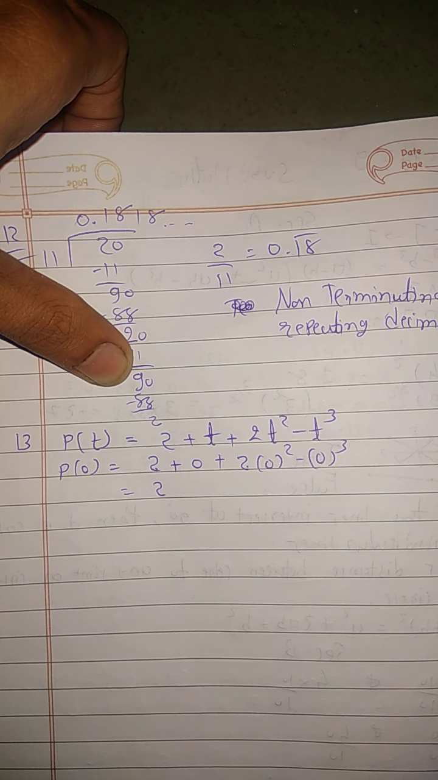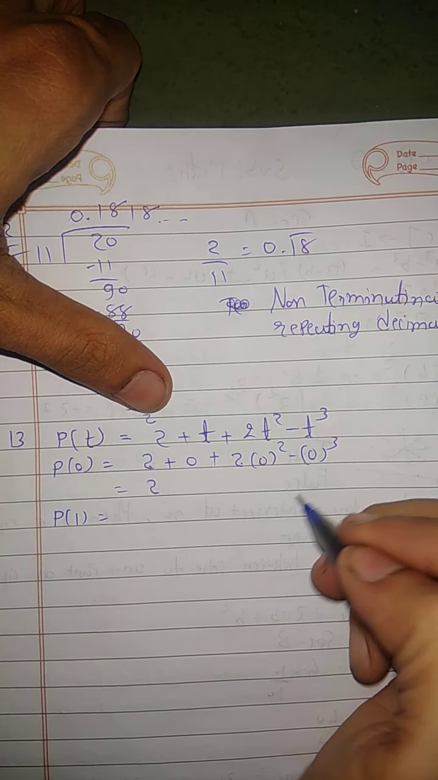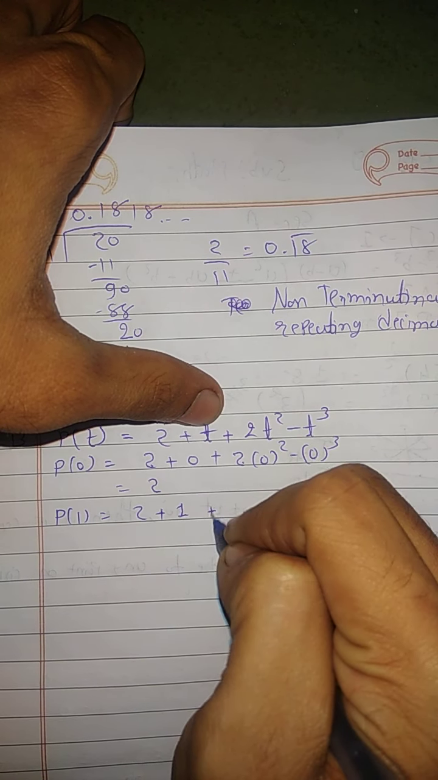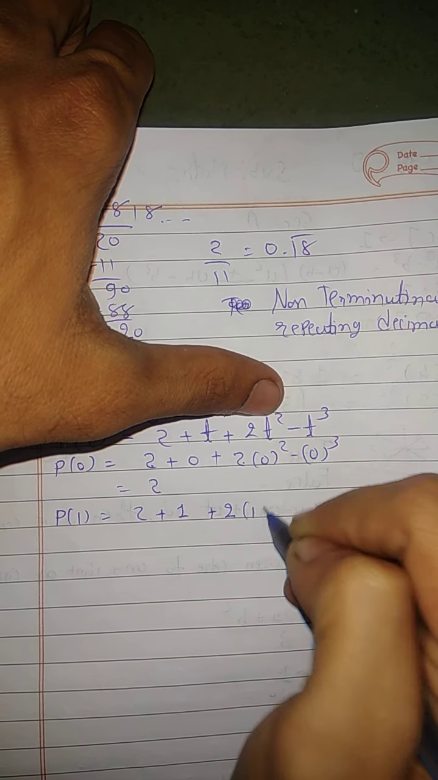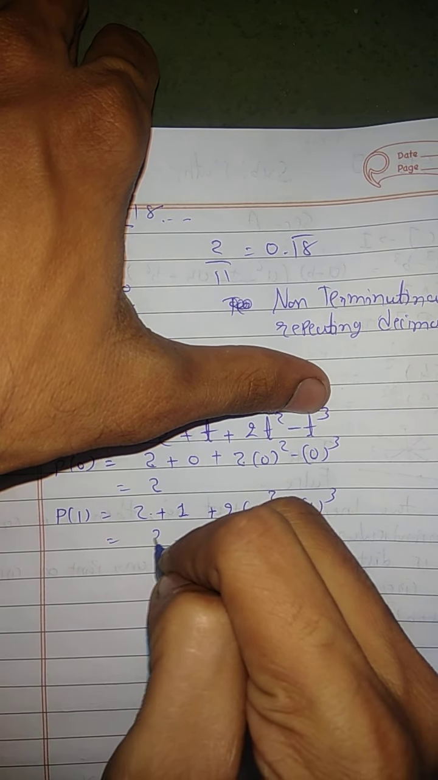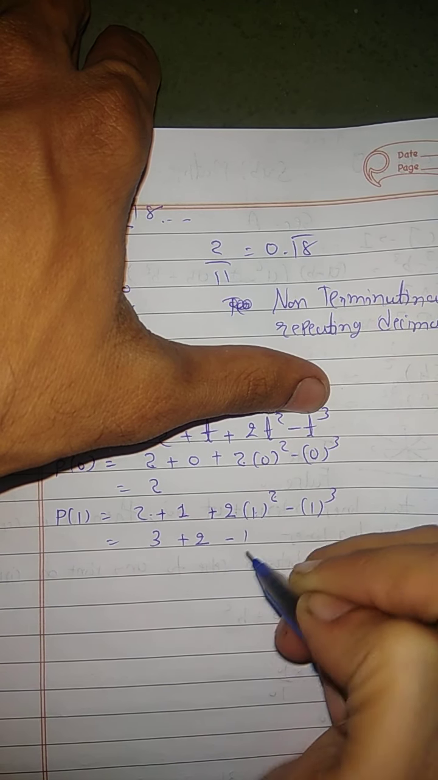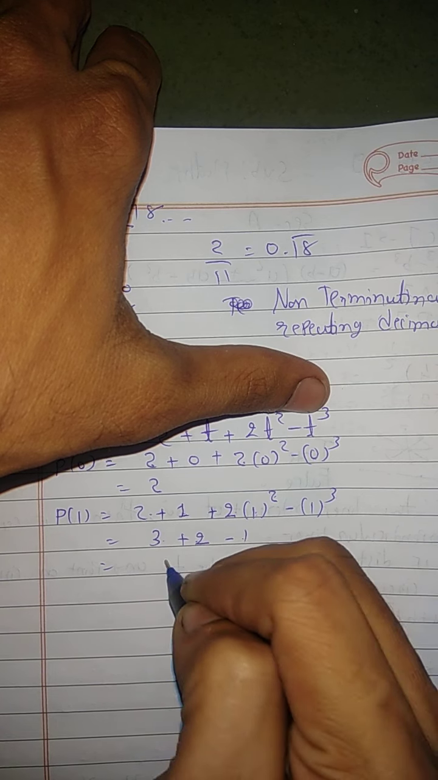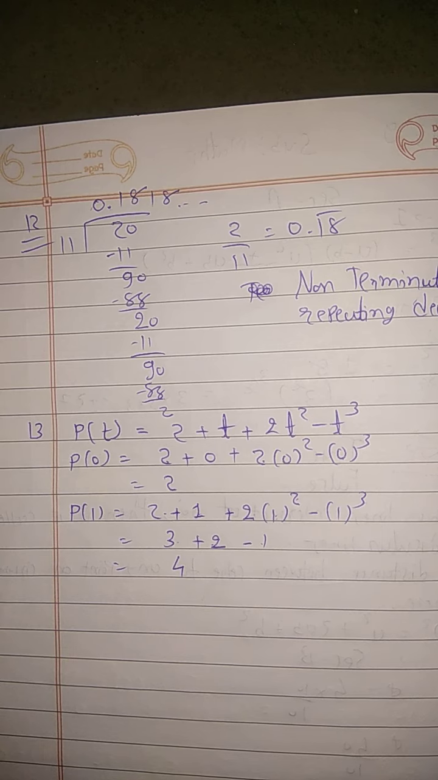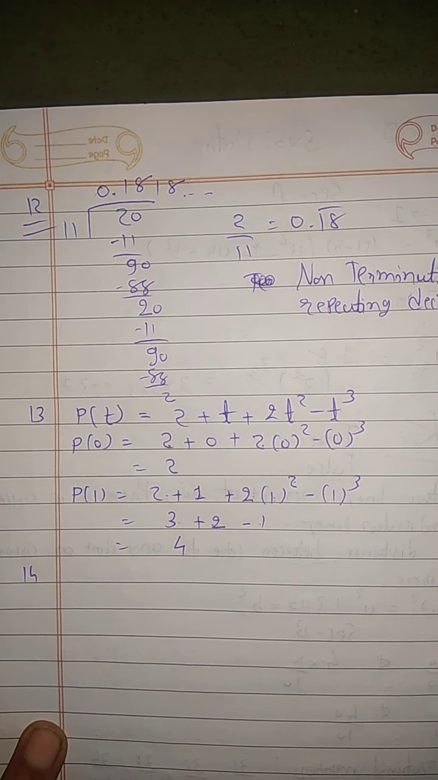Then we need to find p of 1. That means in place of t we need to put 1. So here 2 as it is, in place of t 1, now 2t square, in place of t 1, and here 1 cube. So 2 plus 1 is 3. Okay, 1 square 1, 1 into 2 is 2, minus 1 cube 1. So 3 plus 2 is 5, 5 minus 1 is 4. So p of 1 is equal to 4. Okay, after that question number 14.